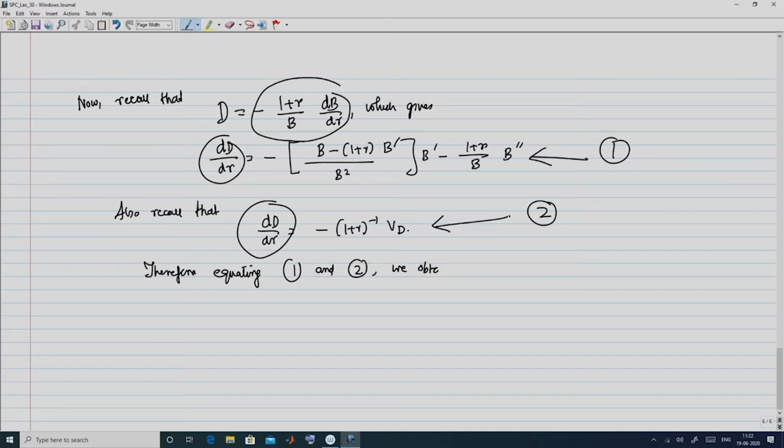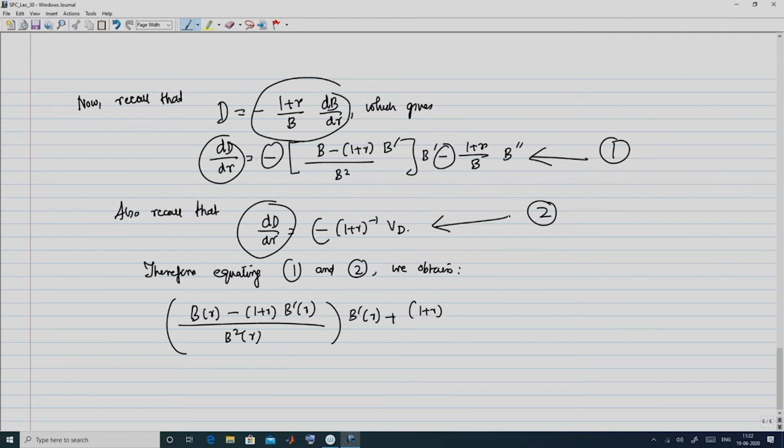we obtain the following. We get B of r minus 1 plus r B prime of r over B square r into B prime of r, plus, so there is a negative sign here and a negative sign here, all of which will cancel out, 1 plus r over B of r into B double prime of r is equal to 1 plus r inverse into VD.